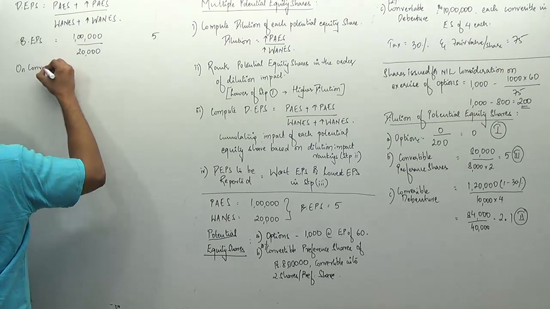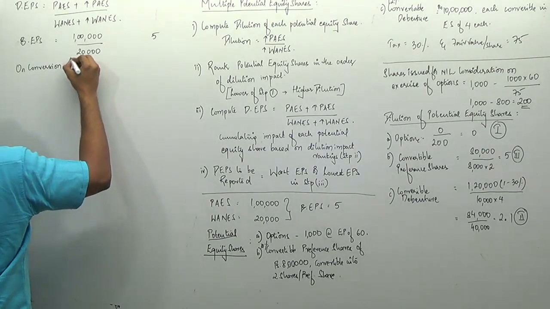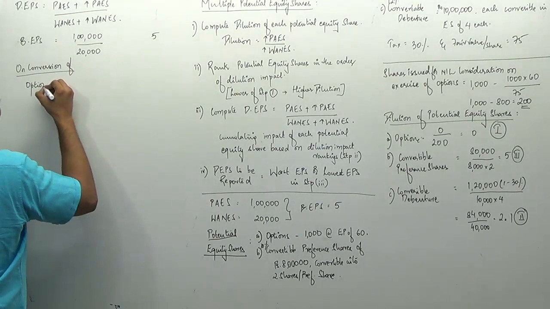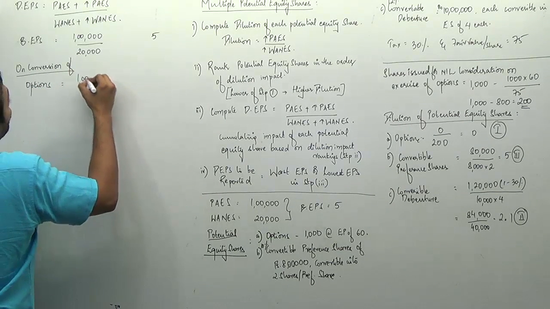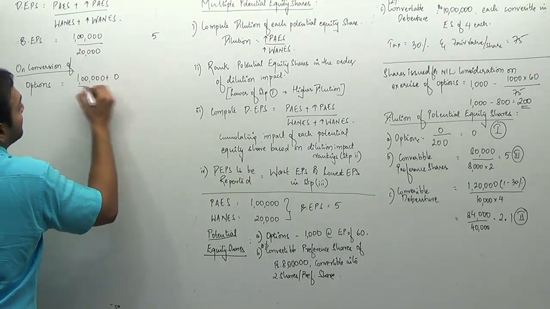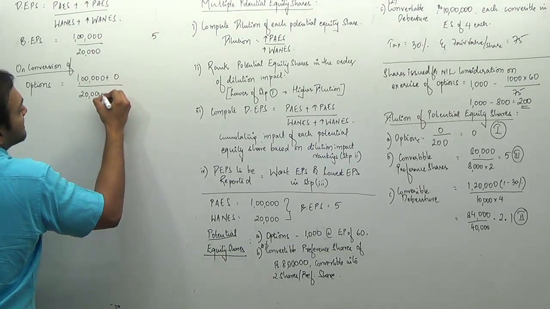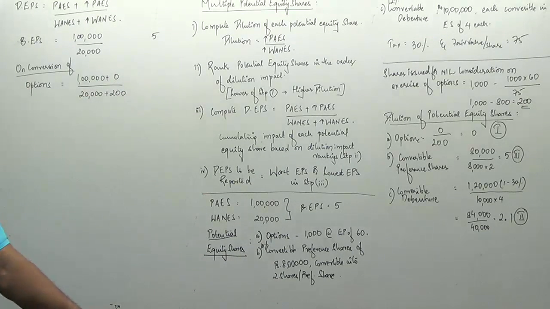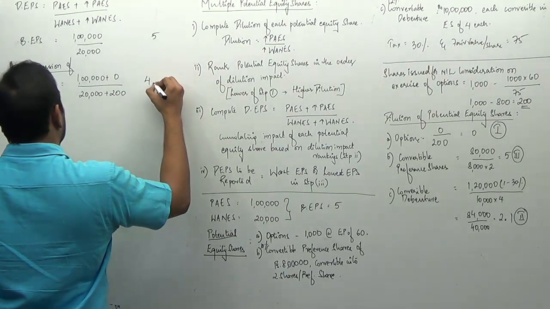First, on conversion of rank number 1, I'll take options. Cumulative impact I have to take. So PAES plus increase in PAES is 0, WANES plus increase in WANES is 200. Check what the impact is. You will get obviously something which is less than 5, that is for sure. 1 lakh divided by 20,200 will be 4.95.